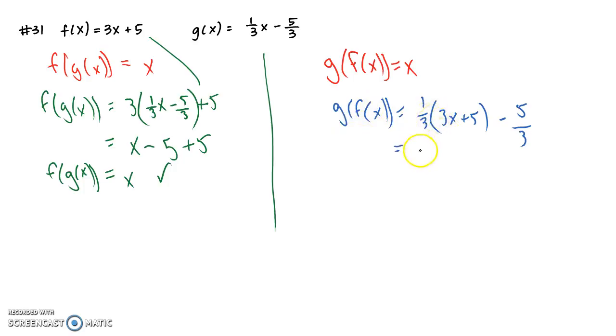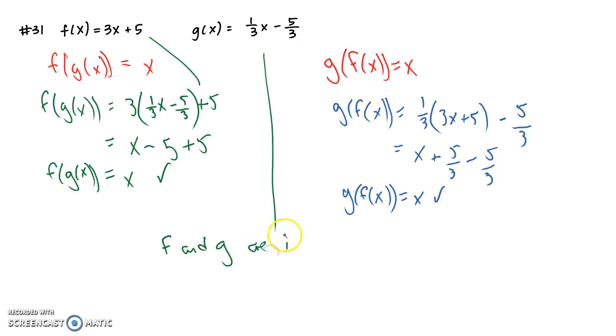So 1/3 times 3x is just x. 1/3 times 5 is positive 5/3. And then I have my minus 5/3. When I simplify that, I get the result that I want to see, that g of f of x is also equal to x. I have now shown algebraically that f and g are inverse functions of one another, because I've shown no matter which direction I go, that whatever one function does, the other undoes it.